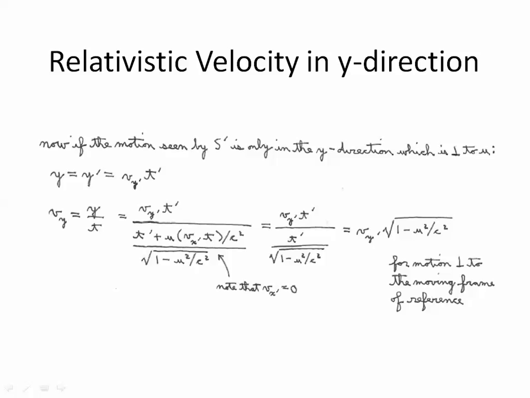This answer is reasonable, as we see the apparent velocity v sub y in S is slower than v sub y prime in S prime. This is consistent with a clock appearing to move more slowly. We see that v sub y approaches v sub y prime when u is much, much less than c.